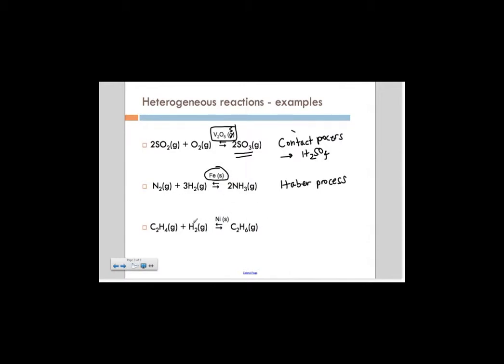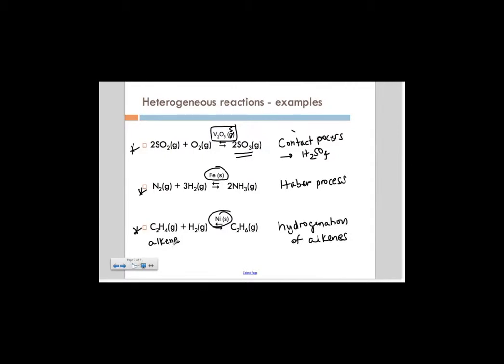And then finally, this from the organic unit, this is an alkene. And alkenes will undergo a hydrogenation reaction of alkenes. The catalyst in that case is nickel. Okay, so these are three good examples to keep in mind as you're thinking about examples of heterogeneous reactions.